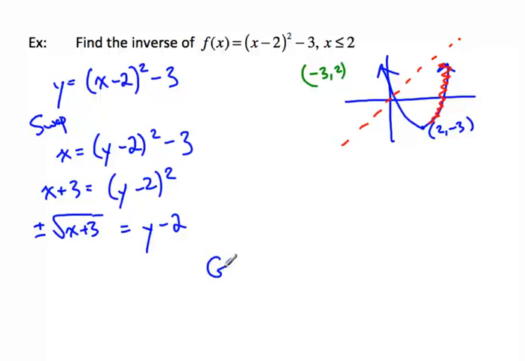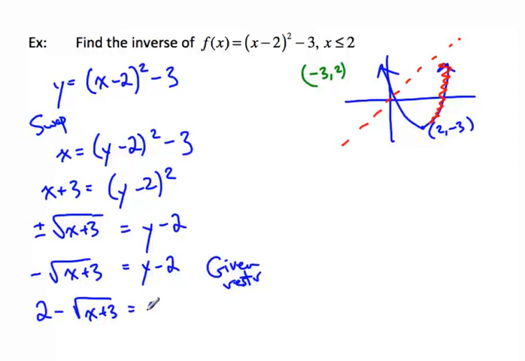And now, given the restriction, we're going to want to only keep the negative half, because we've kept the left half here. That means we want to keep the negative half, the bottom half of the inverse parabola, to make it half a parabola. So we're going to get negative square root of x plus 3 is equal to y minus 2, and then we move the 2 over. And you could either write this as 2 minus the square root of x plus 3 is equal to y, or you could write it as negative square root of x plus 3 plus 2. This one is nicer for not putting a negative out in front.